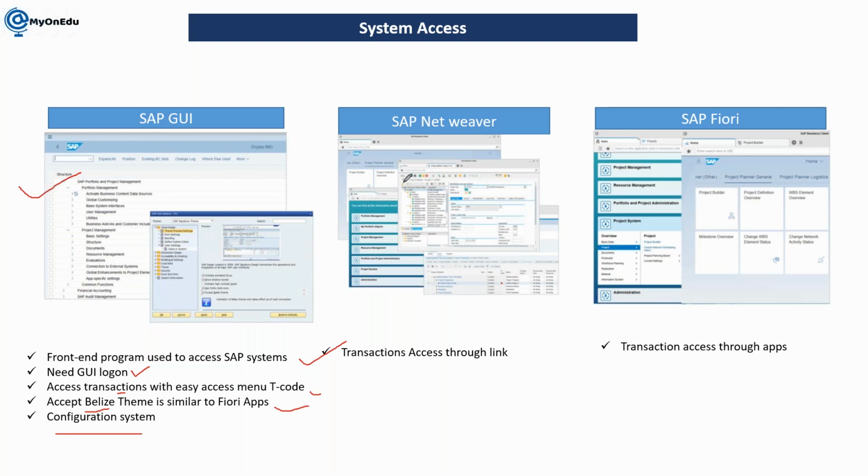There is a different way to execute the transaction, compared to how we execute it through a transaction code. Here in SAP NetWeaver, we access it through a link. So let's say if I want to create a project, there will be a link to execute the transaction. We just need to click on that link, it will open the transaction and then we can perform it. Behind the scenes, the transaction code being executed is the same as in GUI.